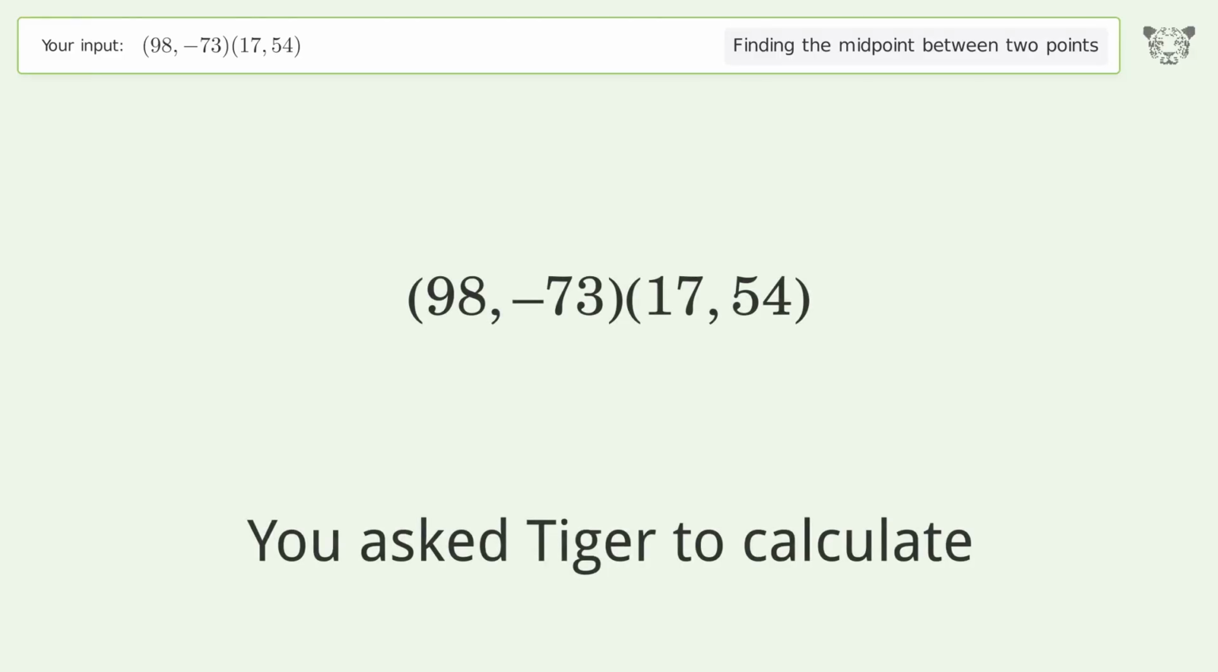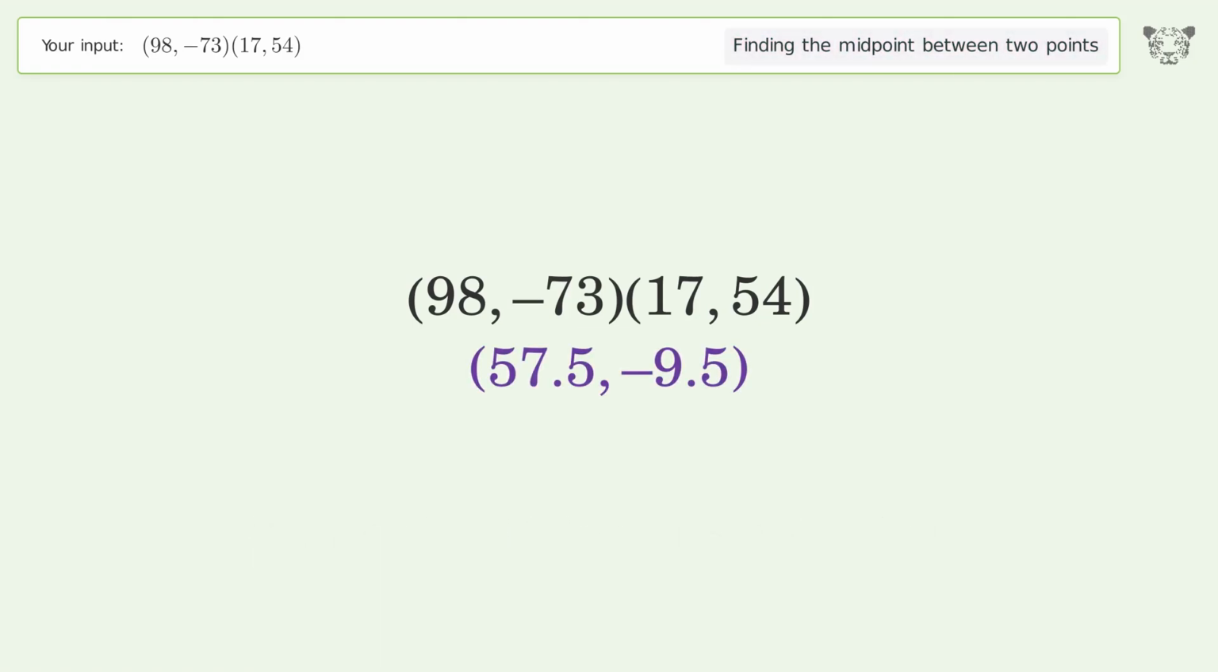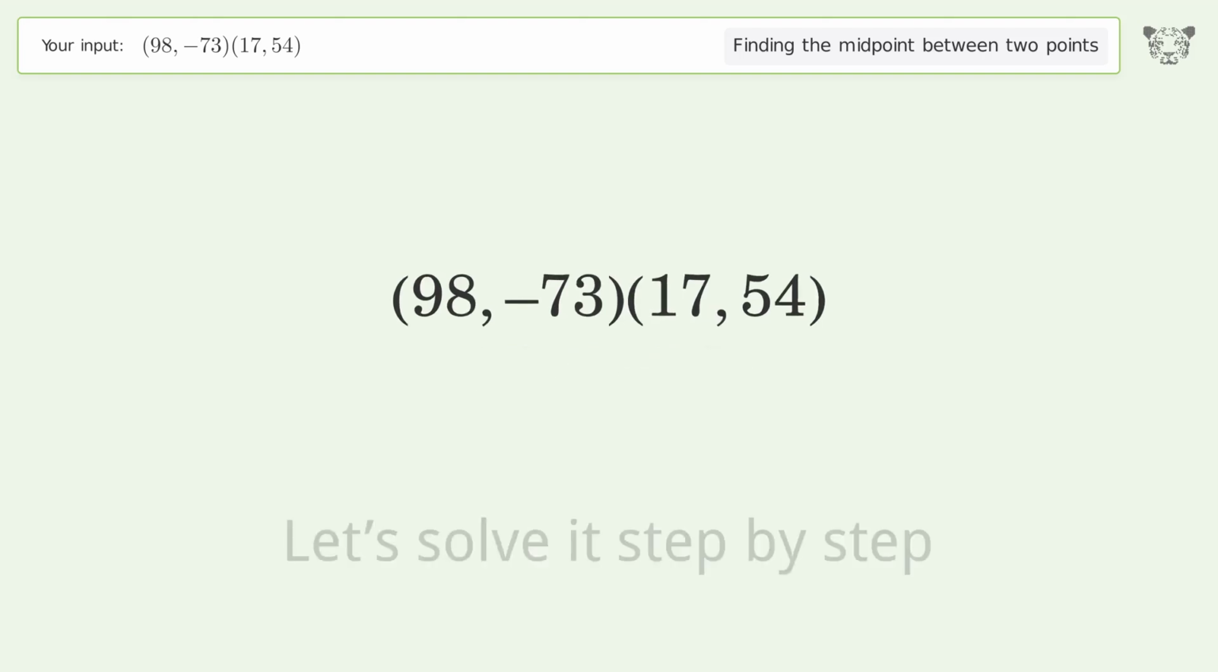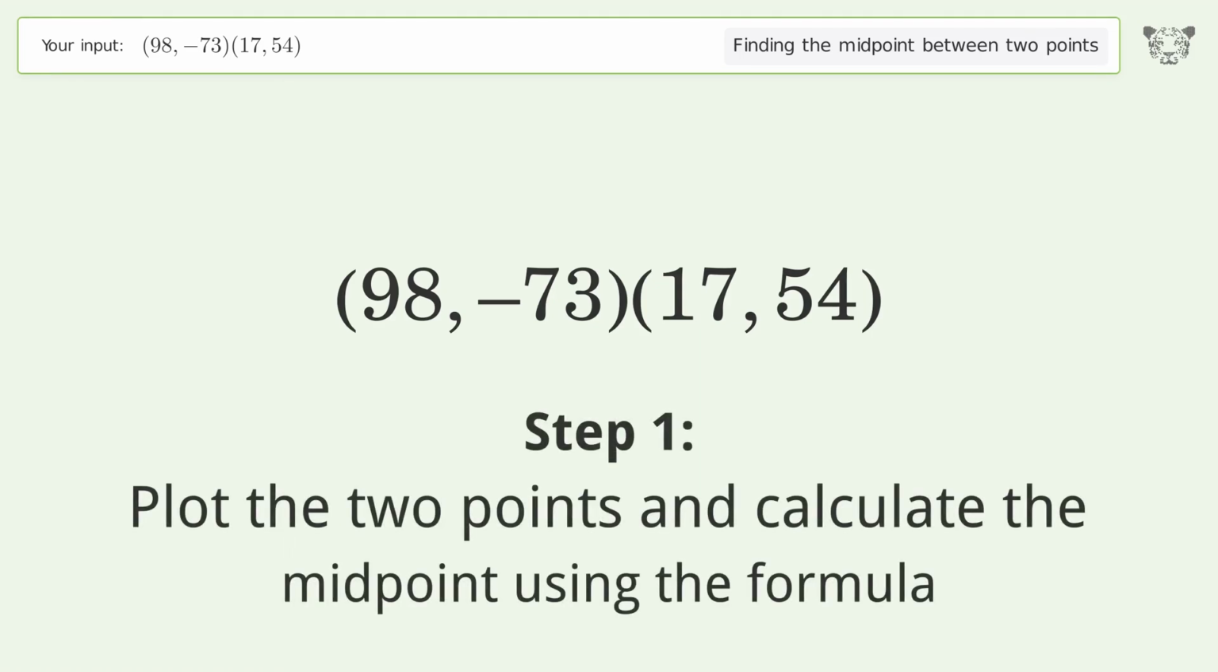You ask Tiger to calculate. This deals with finding the midpoint between 2 points. The midpoint between the 2 points is 57.5, -9.5. Let's solve it step by step. Plot the 2 points and calculate the midpoint using the formula.